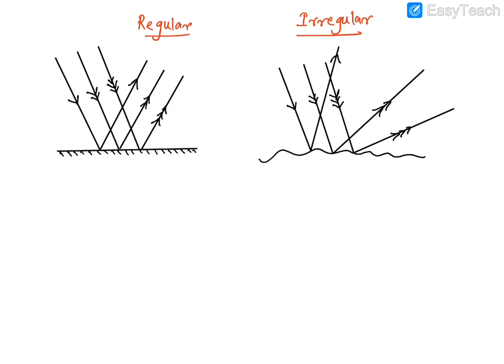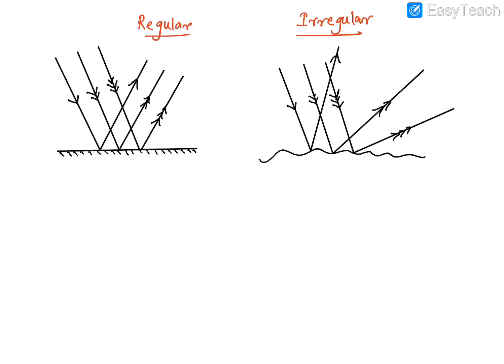So what did you notice out here? That in the first figure the incident rays are parallel and even the reflected rays are parallel, whereas in the second case the incident light rays are parallel but the reflected rays are not parallel. Okay, that's the first observation.